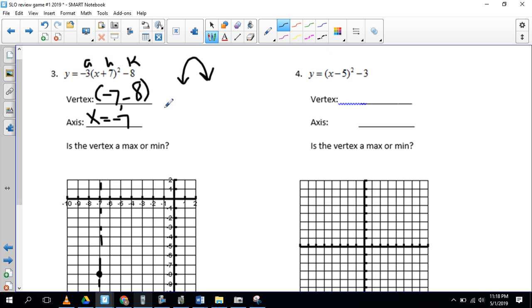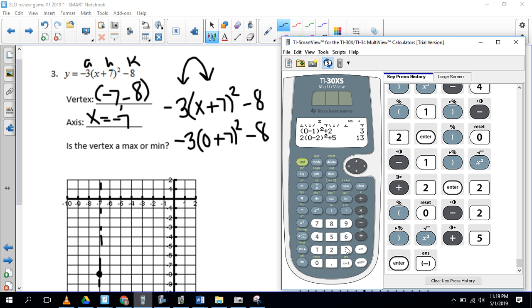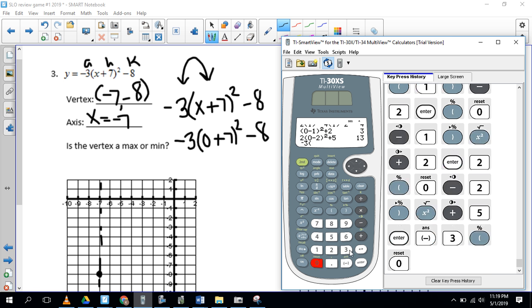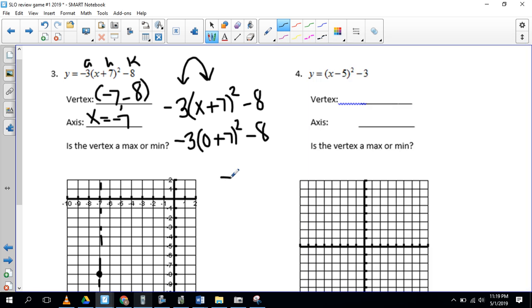And now I need to figure out 2 more points. So I'm just going to plug in 0 for x. So I'm going to write my original, and I'm going to write it showing you how I plug in 0. So it'll be negative 3, parentheses 0 plus 7, squared minus 8. And so I'm going to use my calculator. Negative 3, parentheses 0 plus 7 squared minus 8. And we get negative 155, which we're not going to be able to graph.